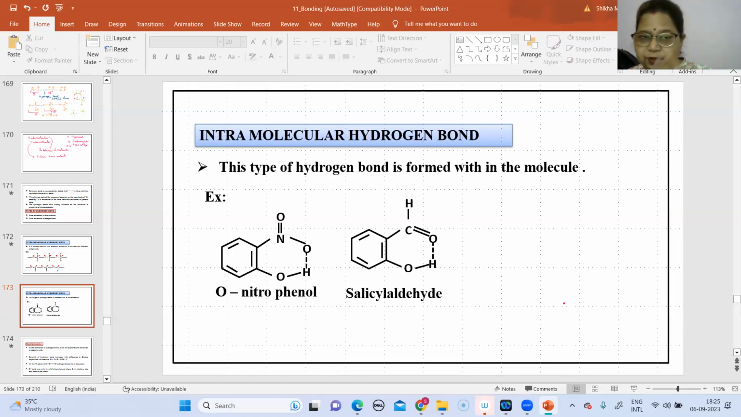These names should be sounding difficult for you. This one is read as, this O is read as ortho. This is orthonitrophenol. This compound is salicylic acid. Whatever painkillers you apply, the ointments that have an Iodex or Volini gel sort of a smell.